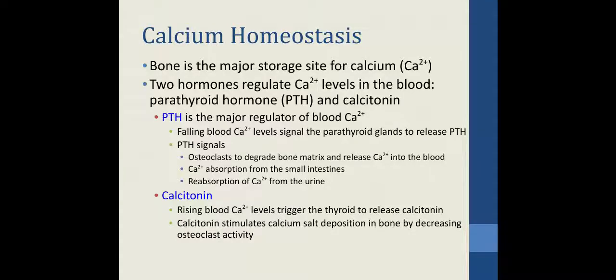Then you've got calcitonin, which if there is too much calcium in the blood, that triggers the thyroid to release the calcitonin. Calcitonin stimulates calcium salts to be deposited in the bone, so decreasing osteoclast activity.